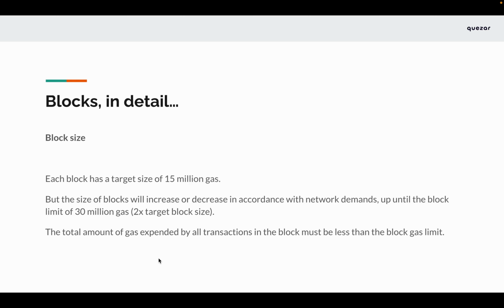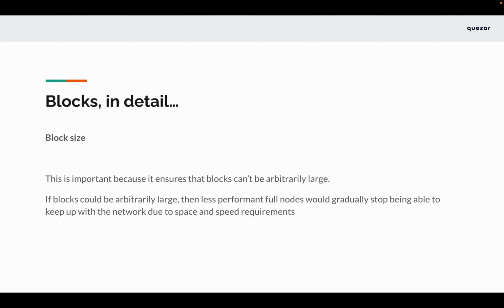So if you have a target size of 15 million gas, then all of the transactions that are being included in that block combined should not spend more than 15 million gas. Again, it can change based on network demand, and the maximum that we can go is 30 million gas. This block size limit is important because it ensures that the blocks don't become unnecessarily large, and if they could be large in size, then less performant full nodes would gradually stop being able to keep up with the network due to space and speed requirements.